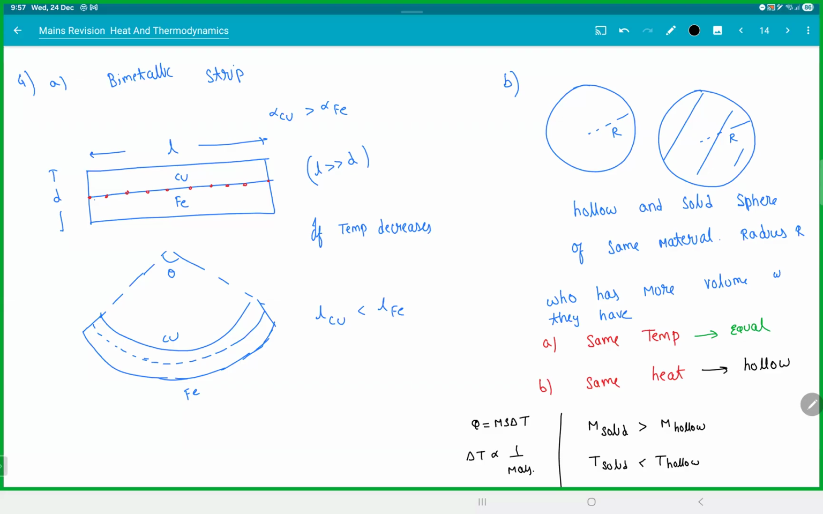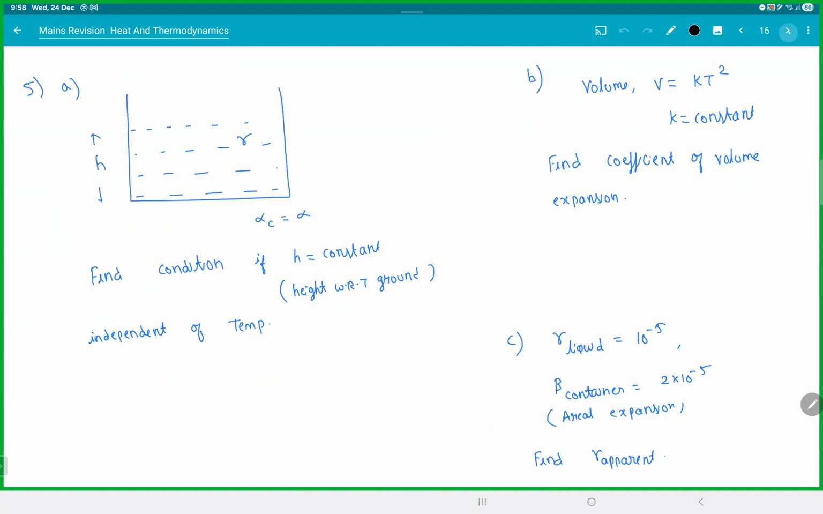So be careful with this kind of question. Cavities will behave like that. The cavity will behave as if it is a full sphere. It doesn't matter. Let's get these three.